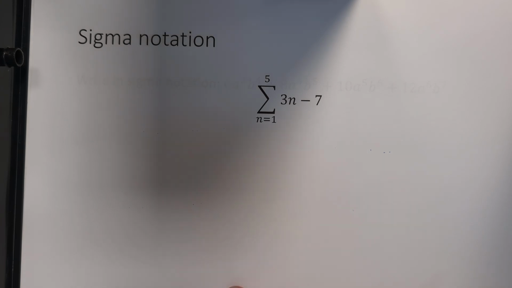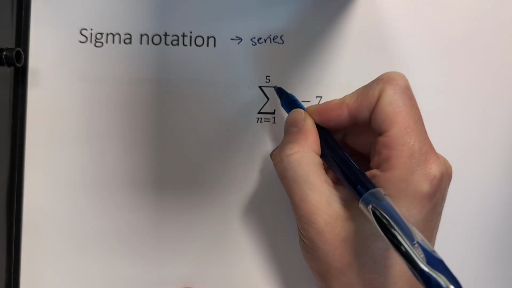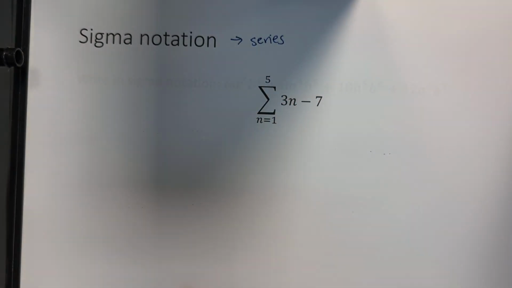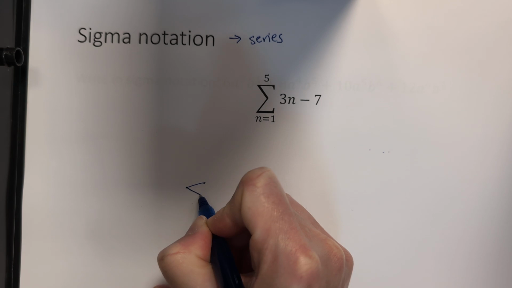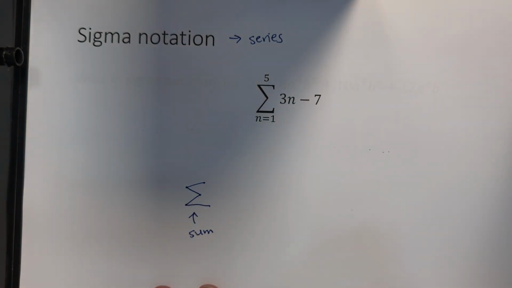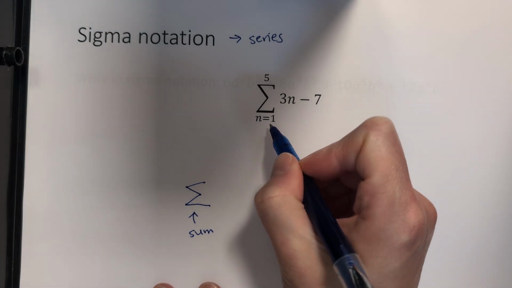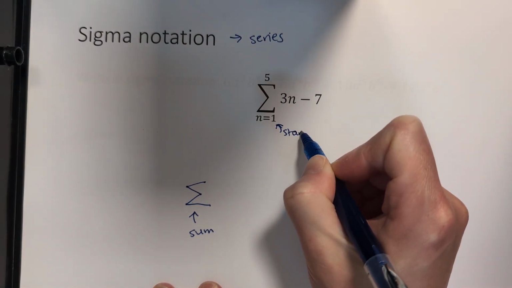The last thing here is called sigma notation. Sigma notation is a way of indicating a series. Because what sigma, this is the capital letter sigma, what it tells us to do is sum up or add together. So this big capital sigma means the sum.